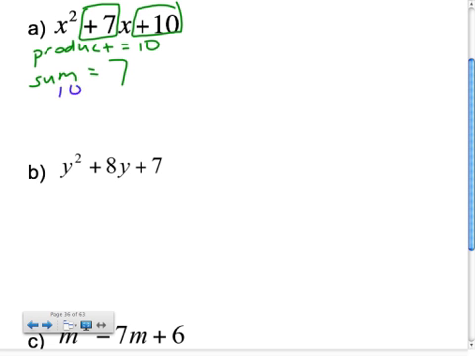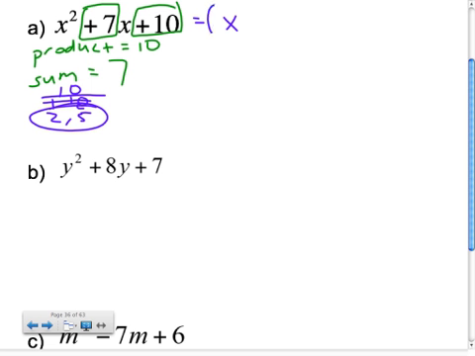If you have to, write out all the factors. 1, 10, 2, and 5. That's it. Okay, 1 and 10 obviously don't add up to 7, but 2 and 5 add up to 7. So 2 and 5 are the two numbers. And so when I factor this, what I do with those 2 and 5 is pretty simple. I go x.